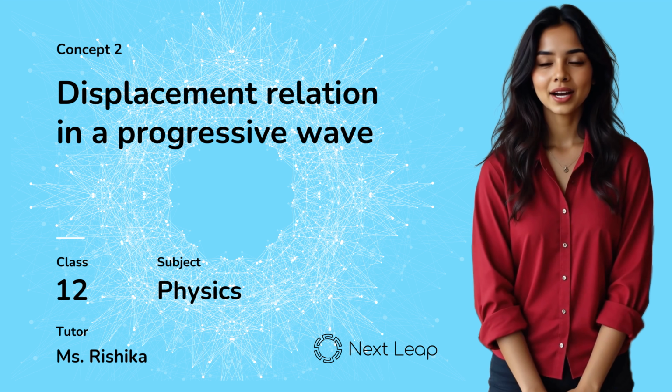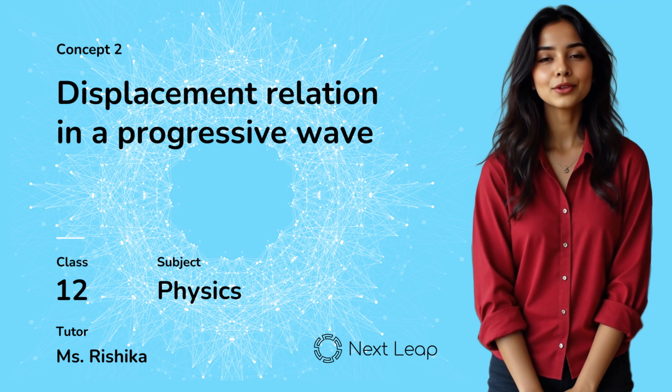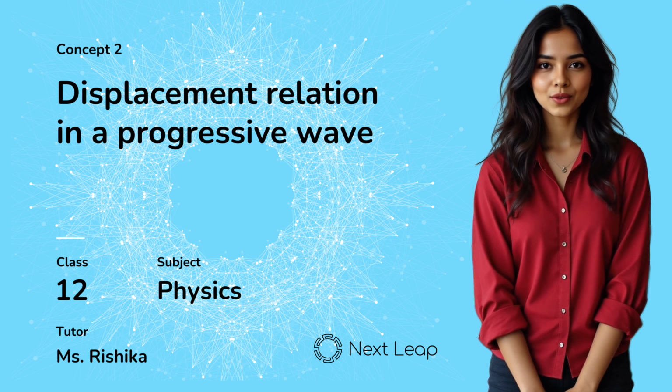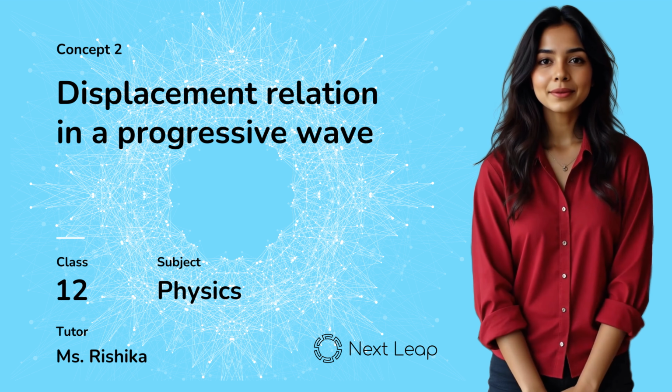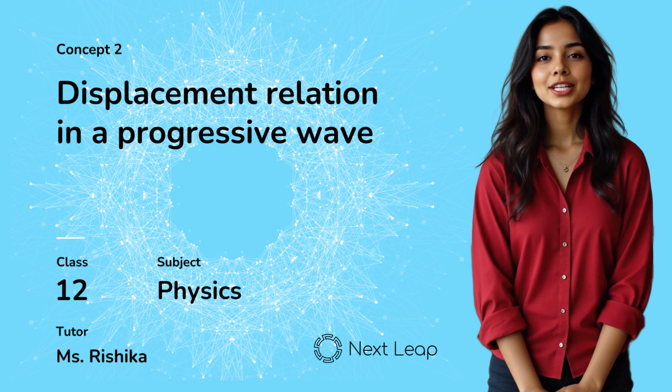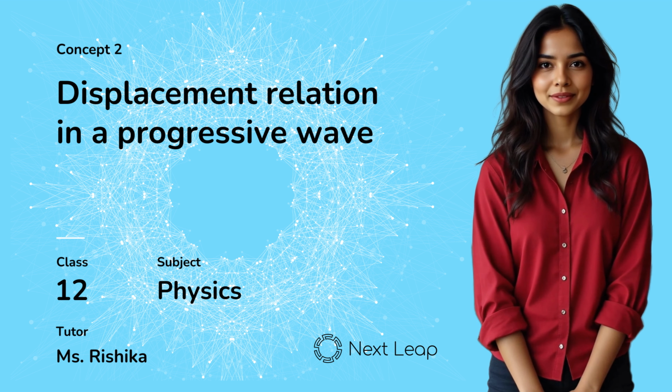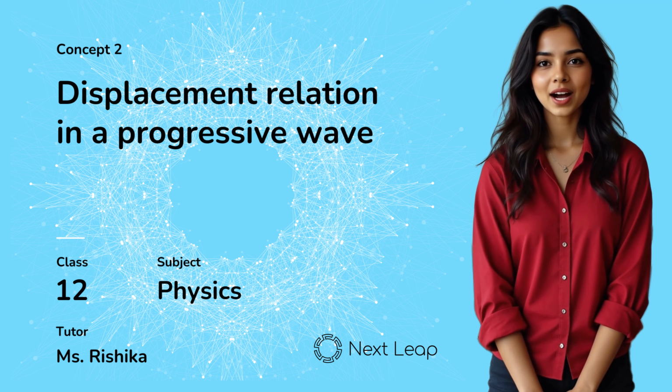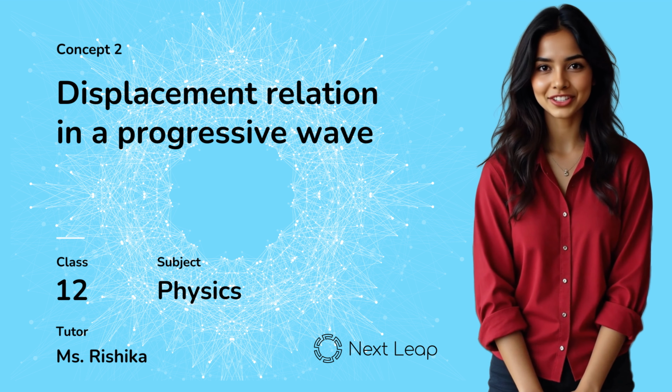Hey there, young physicists. Have you ever watched the audience doing a wave in a stadium? The people don't actually move across the stands, but the wave of excitement travels all around. That's exactly how a progressive wave works in physics.